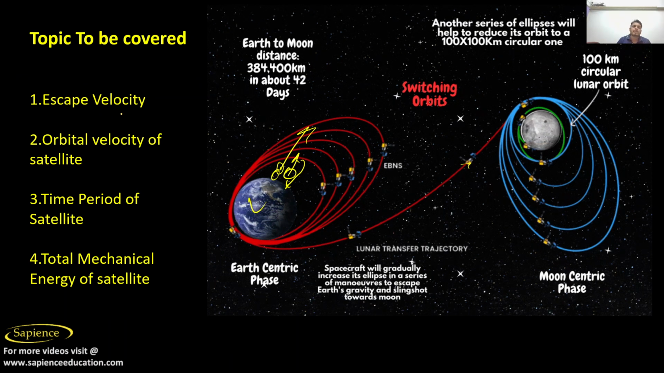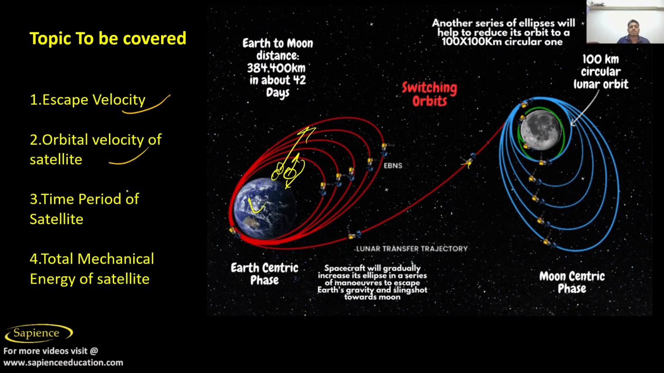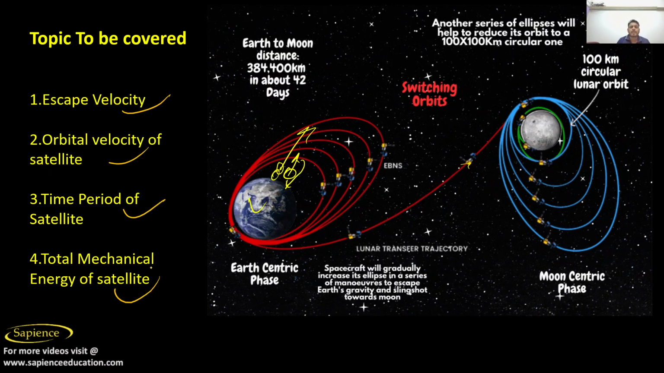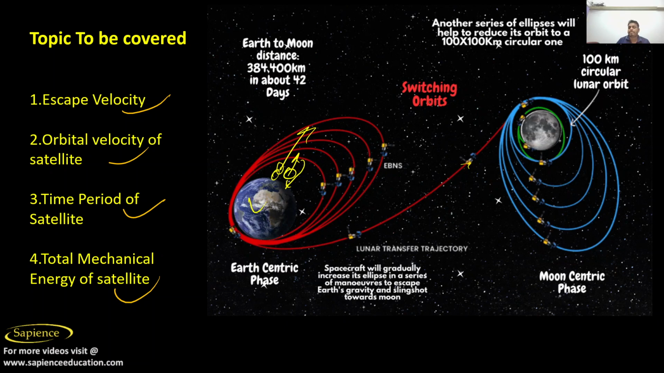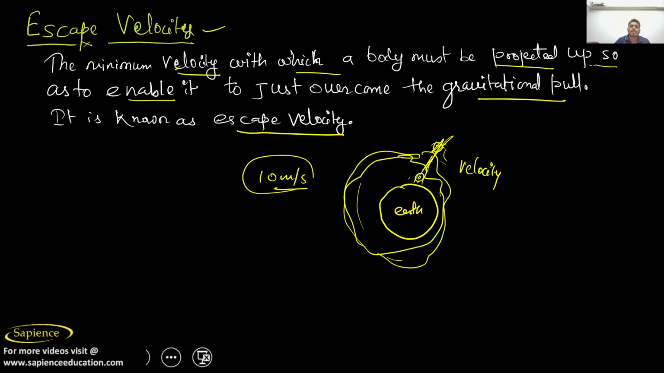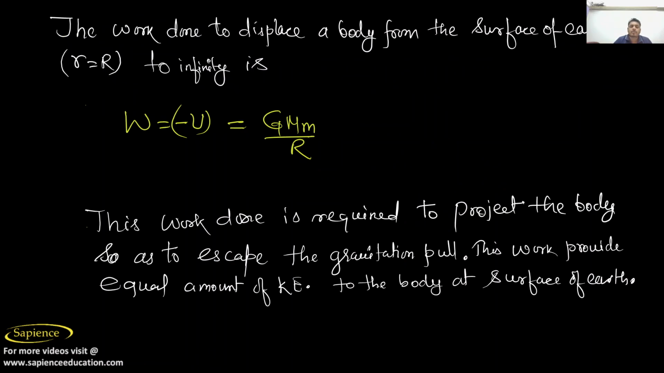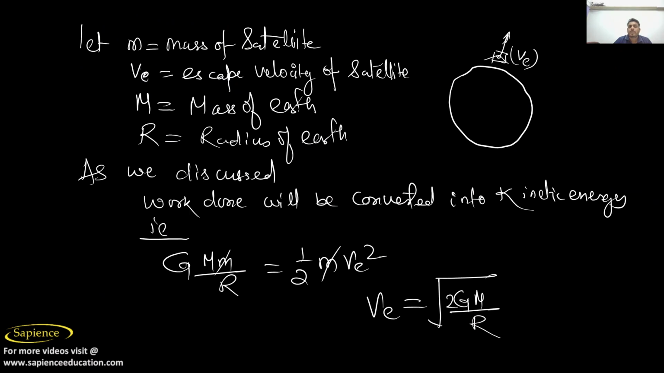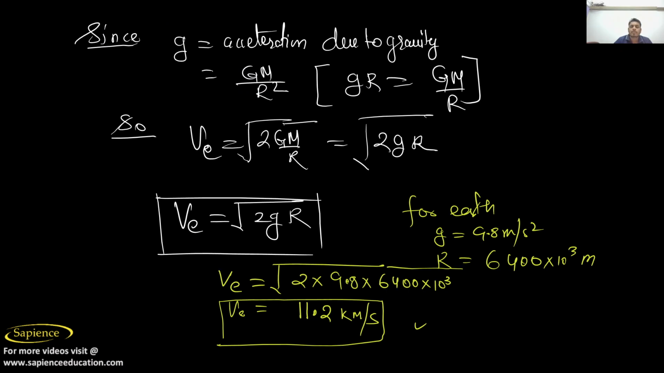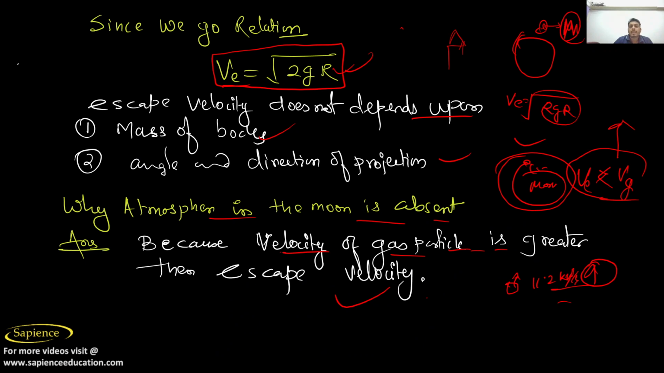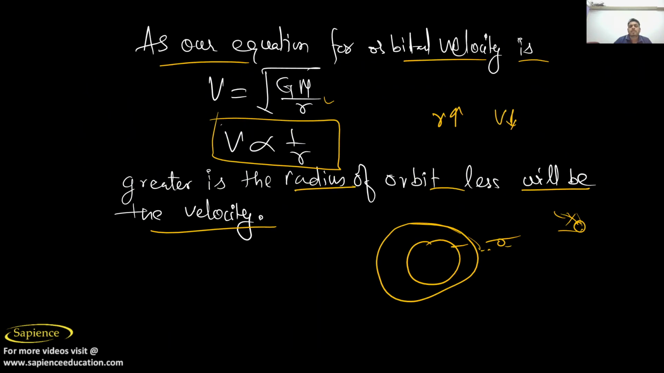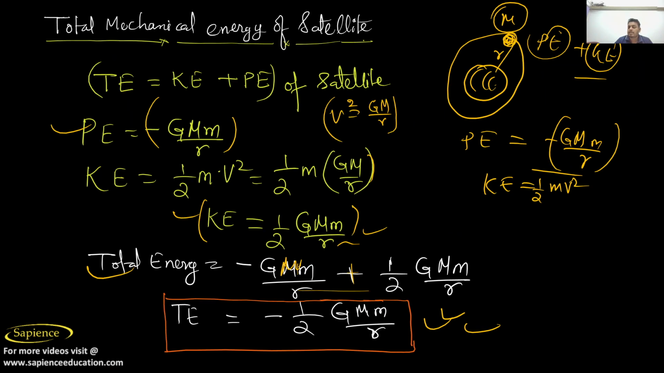The topics which I have covered: escape velocity, orbital velocity of a satellite, time period, and total mechanical energy of the satellite. So go through them one by one. I have given the notes, PDF notes. Go to the description section so that you will be able to download the notes, try to write them in your own language, and try to solve maximum numericals. I will make a separate video for numericals so that you will be able to understand the things clearly.